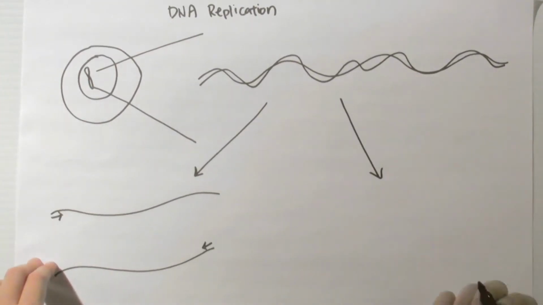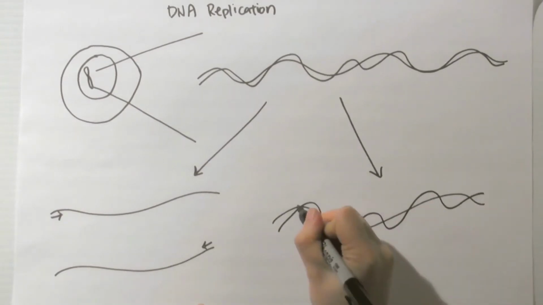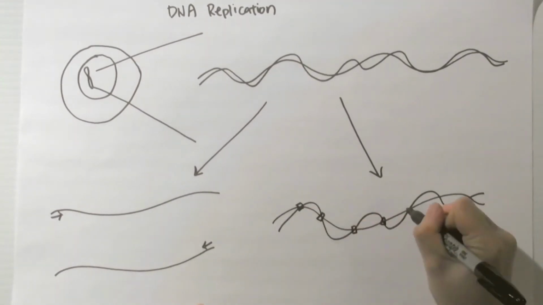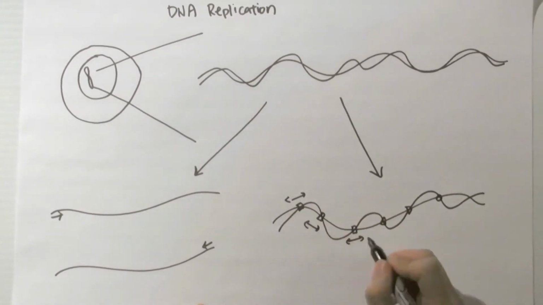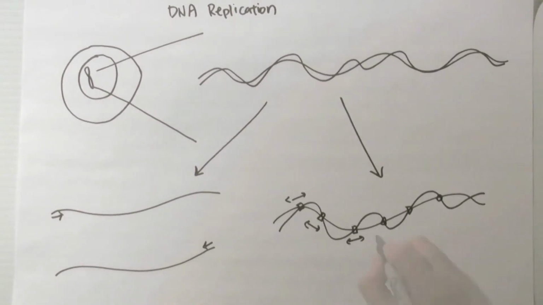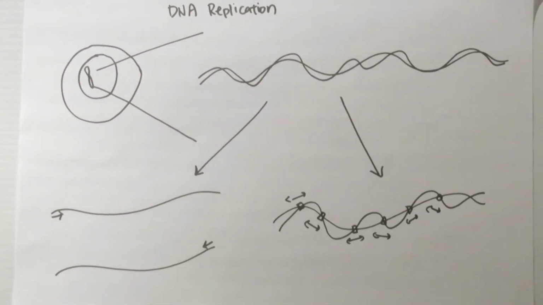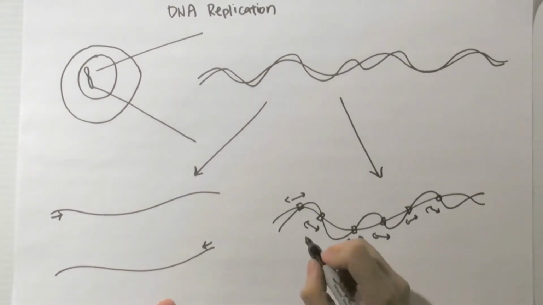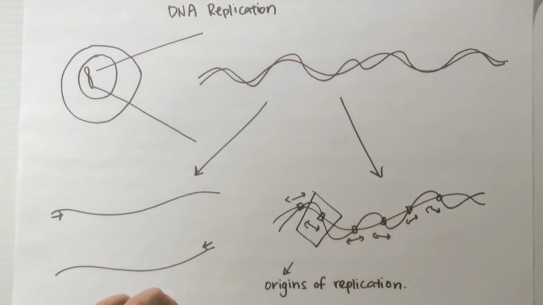The other way we could do it is to replicate the DNA at multiple locations, and from each of these locations, replicate in both directions. Now, this is the way that the cell chooses to replicate its DNA. And it doesn't replicate its DNA from random locations. It replicates its DNA starting from very specific locations, which we call origins of replication. So let's take a closer look at one of these origins.